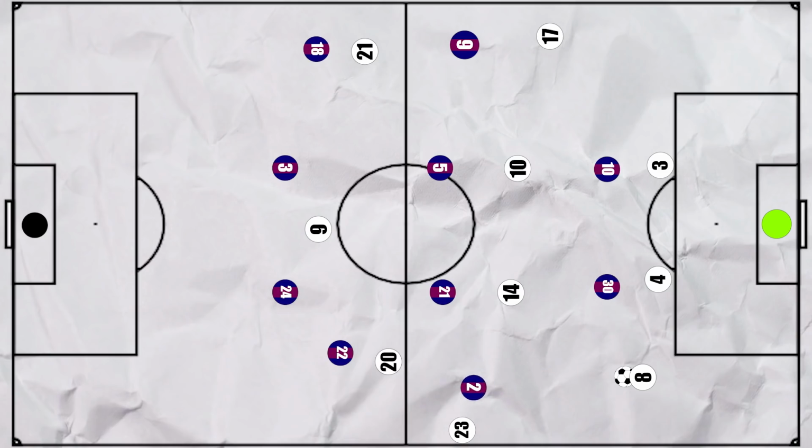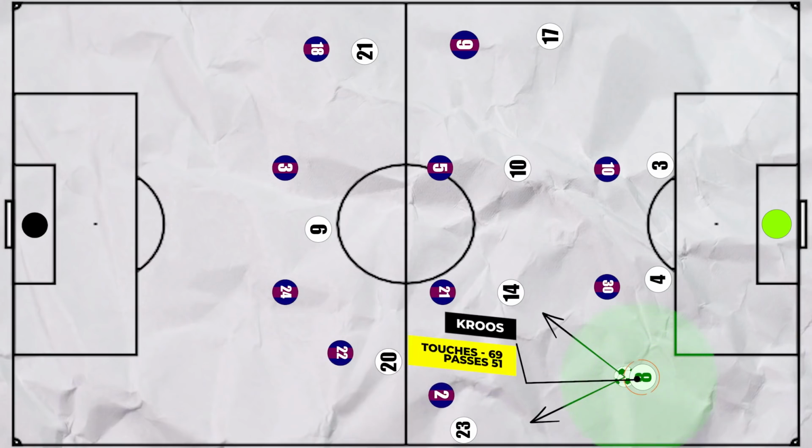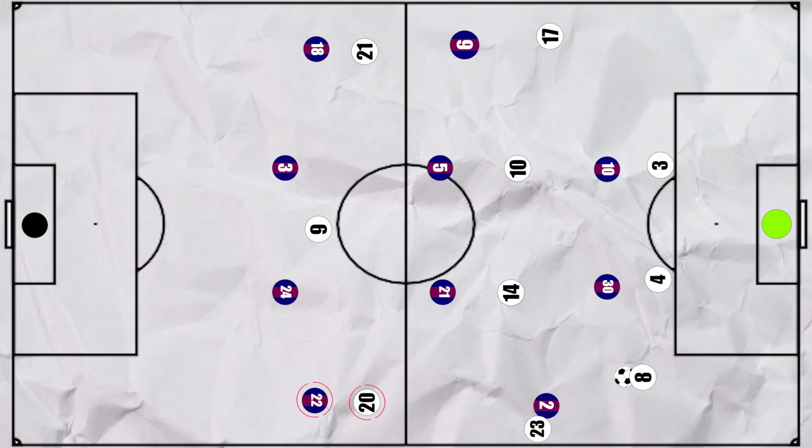If Dest opted to remain deeper, Kroos was now in acres of space, and even from this deep left position, he can dictate the game both short and long, and he did end with the most touches and passes for the side. But particularly in the first half, the goal was to exploit the space behind Mengueza.